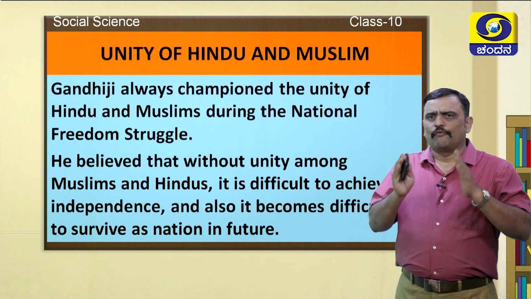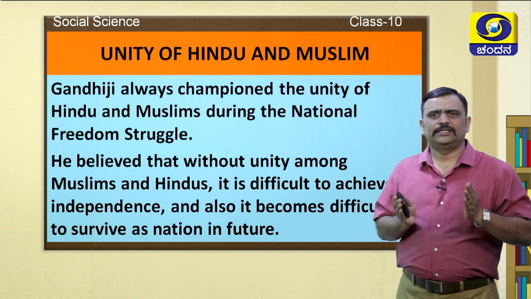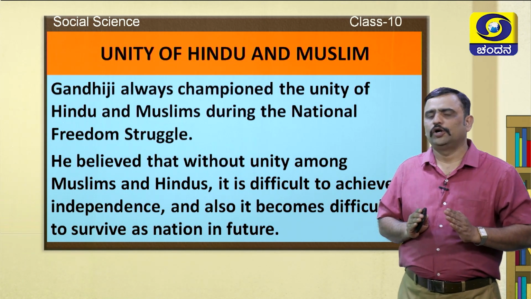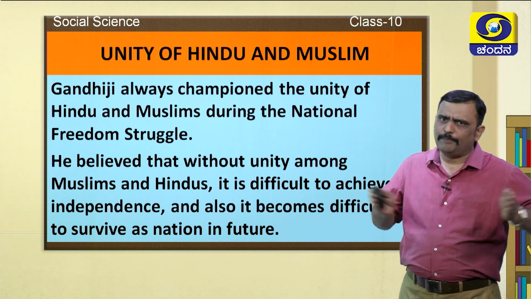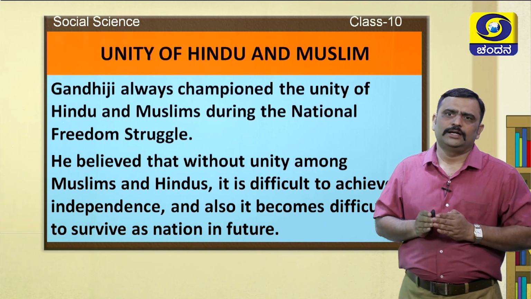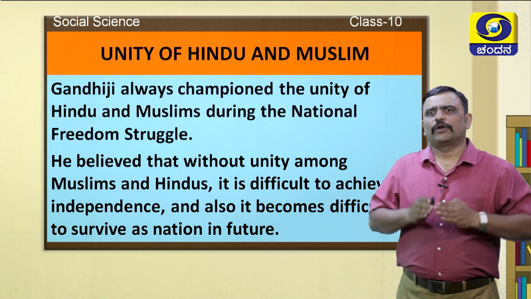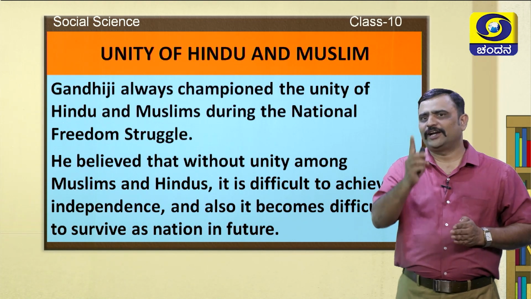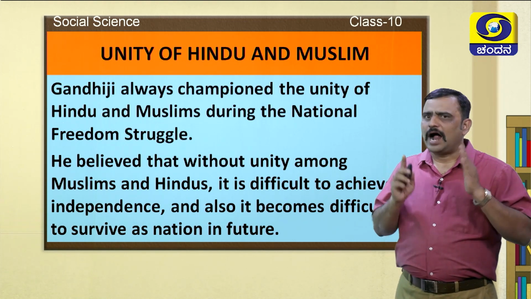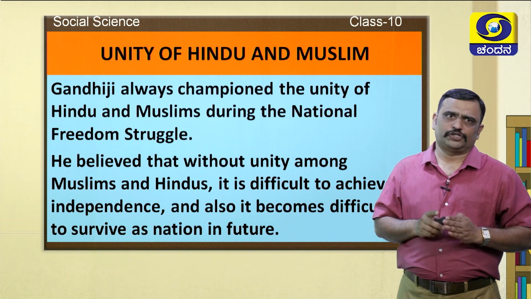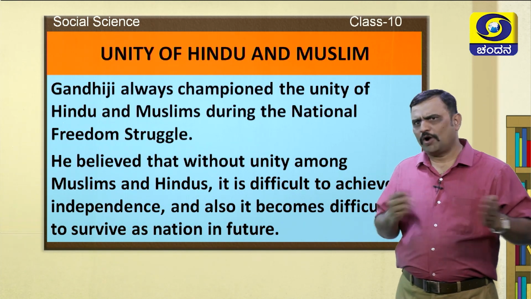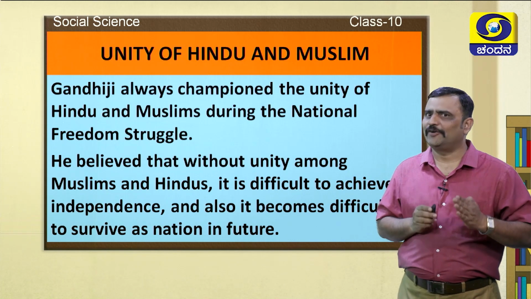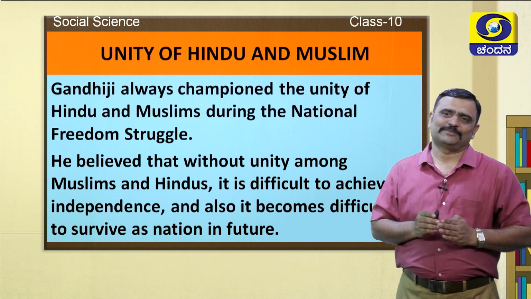The main weapon, the main policy of the British to continue to rule for a very long period in India was the divide and rule policy. Gandhiji understood this policy of the British very clearly. So what did he do? He went ahead with uniting the Hindus and Muslims.